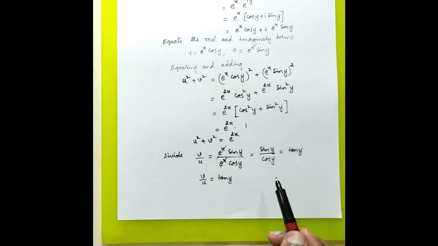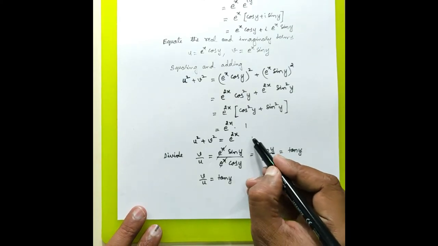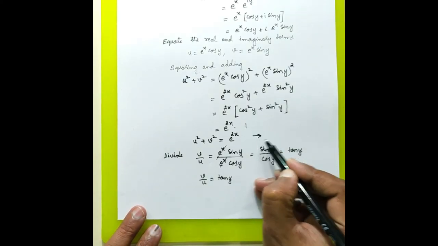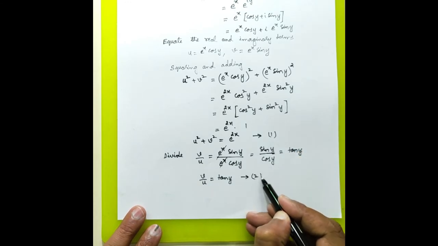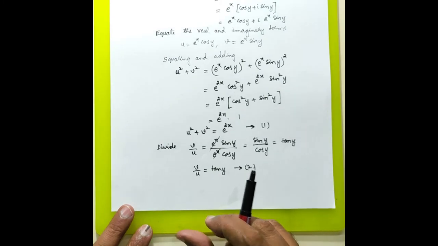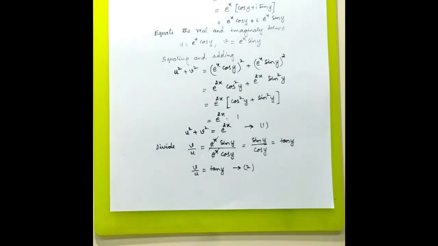So let us try to simplify these two expressions. Let me take this as equation number 1. Let me take this as equation number 2. So now I need to map the z plane into the w plane. For that, different cases will arise over here. So let us try to take those different cases.